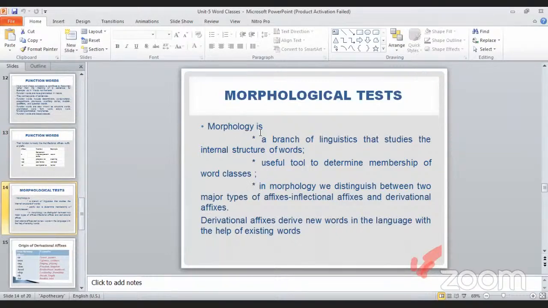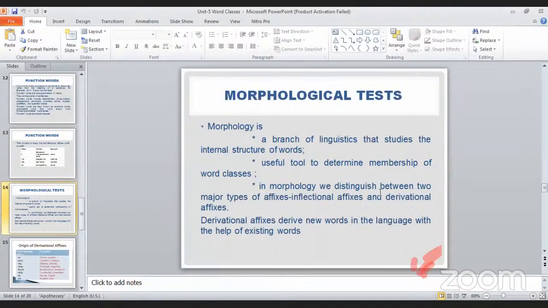Morphology. What is this morphology? As a student of science, my background is a little science. So if a science student looks at it, he thinks it is a cell structure and all that. But here, it is a branch of linguistics that studies the internal structure of words. It is a useful tool to determine membership of word classes. This will help you to understand which part of speech the word belongs to. The word class is nothing but the parts of speech.